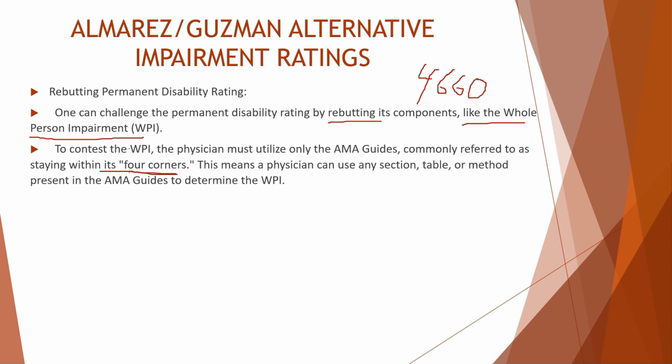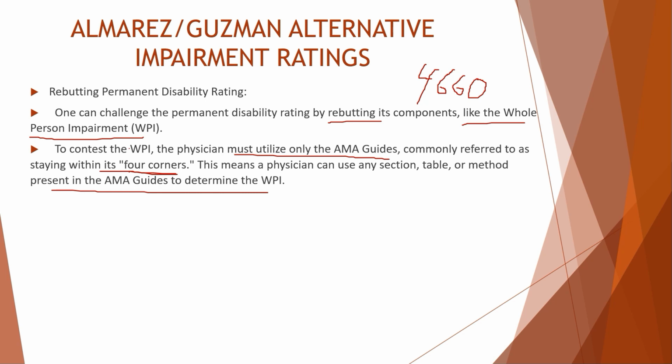And you're going to hear this expression 1,000 times over the course of your career. We must stay within the four corners of the AMA guides, but we can venture outside of the typical chart, the typical chapter, the typical method that would typically apply. We can venture anywhere within the four corners of the AMA guides to come up with an alternative impairment rating that is the most accurate description of the examinee's whole person impairment.